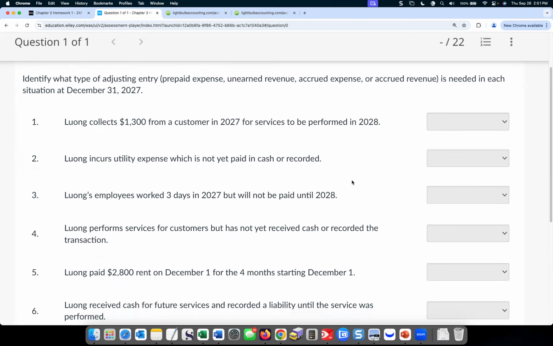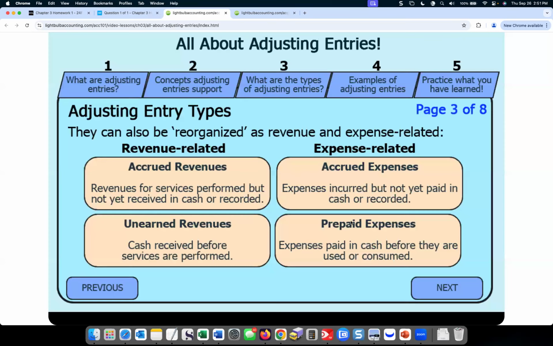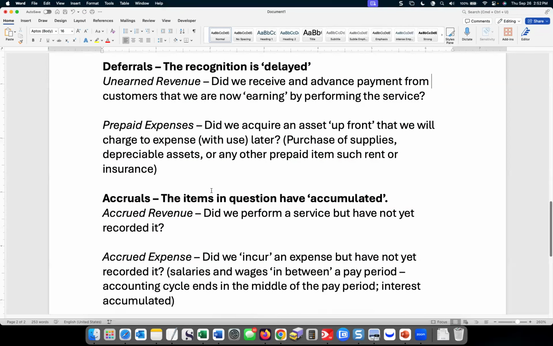Luong incurs utilities expense, which is not yet paid in cash or recorded. So expense or revenue related, it is what? Expense. So then is it an accrued expense or is it a prepaid expense? So we go to our questions. If it's a prepaid, did we acquire an asset up front that we will charge to expense later? Or is it down here, the accrued expense? Did we incur an expense but have not yet recorded it? Which one more closely matches what we're looking at?